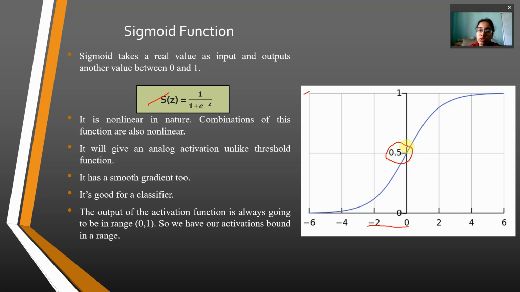So it solves the problem of the threshold function, but again it has 2 drawbacks. These 2 drawbacks are the vanishing gradient and the exploding gradient problem. These are the two drawbacks of the sigmoid function, for which the other activation functions, that is tanh, ReLU, leaky ReLU, were discovered. I will be discussing the 2 drawbacks of the sigmoid function, that is the vanishing gradient and exploding gradient problem, in my next lecture.